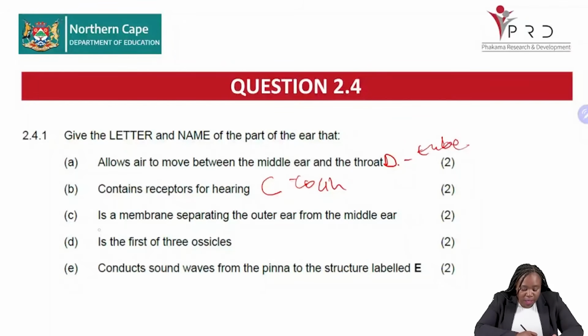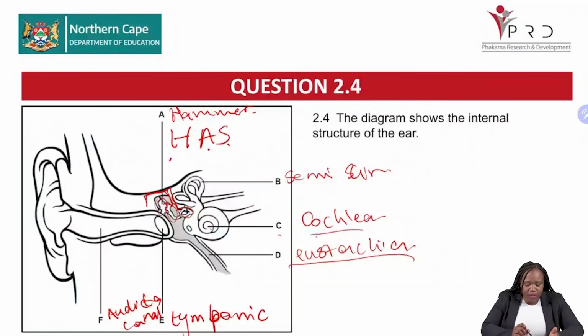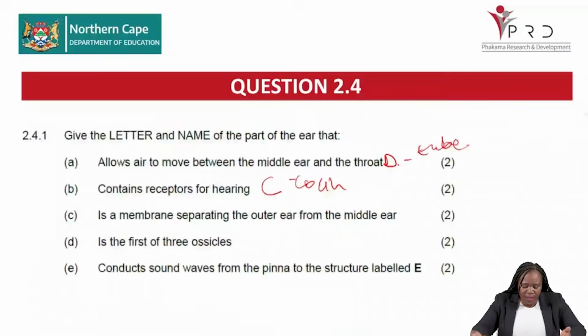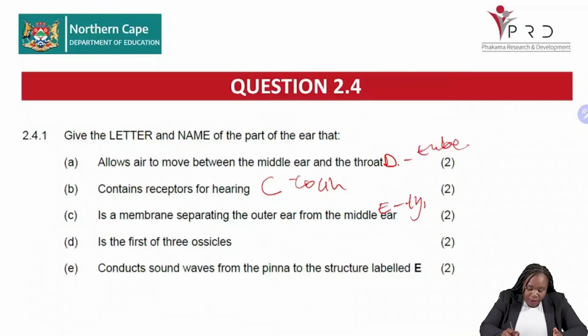Is a membrane separating the outer ear from the middle ear. Now, you might not be sure of this, but if you are looking at this, you can see that this is the outer ear, and then we have the middle ear over here, and we have the inner ear. So separating the middle ear from the outer ear would be this part over here, which is part E. If you're not sure if it's the tympanic membrane, you can simply say part E and get a mark for that. So it is part E, which is the tympanic membrane.